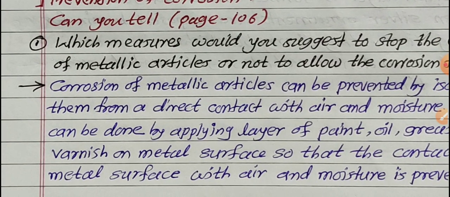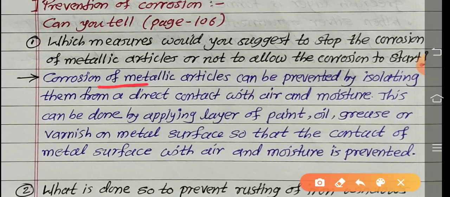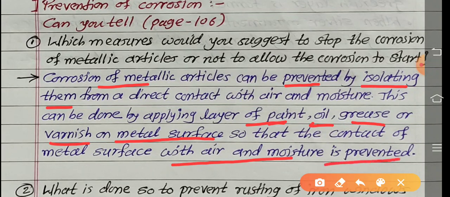So prevention of corrosion. For the first question, we already read the question. Now see that corrosion of metal articles can be prevented by isolating them. Isolating means keep them separately from direct contact with air and moisture. This can be done by applying a layer of paint, that is oil paint, even oil, grease or varnish on the metal surface, so that the contact of the metal surface with air and moisture is prevented.